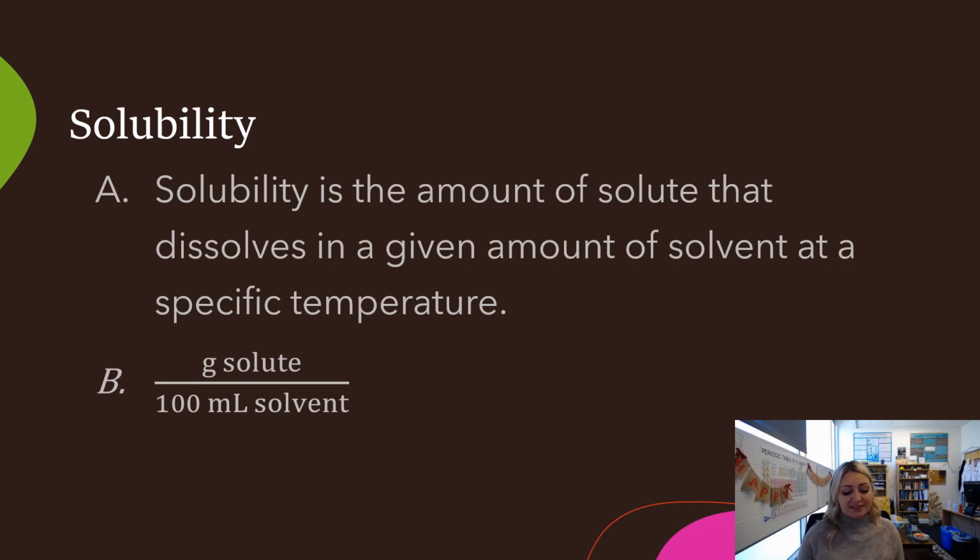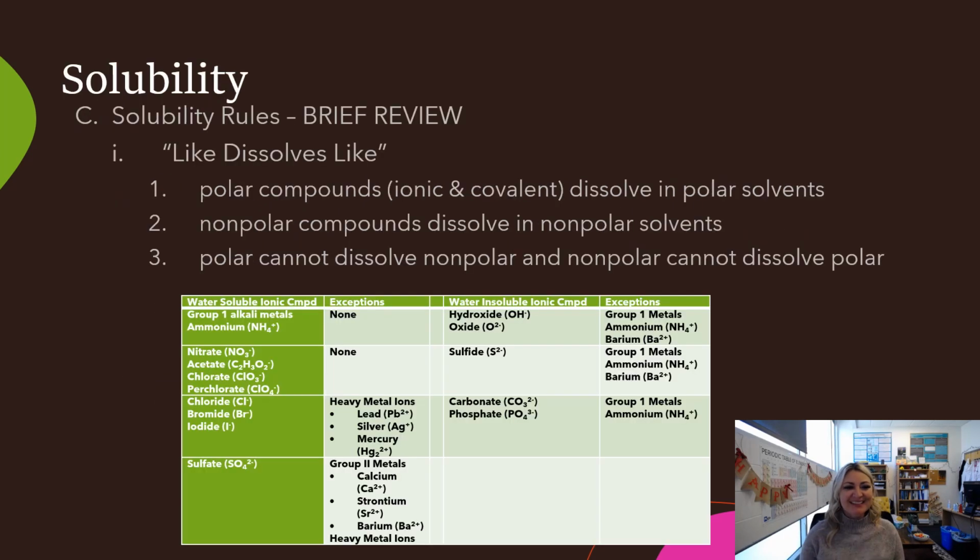So we measure this, or we describe this mathematically, as the grams of solute, usually per 100 milliliters of solvent. So if the amount of solvent isn't given, we assume it to be 100 milliliters. Otherwise, we would just plug in the amount of solvent that we were given in the problem.